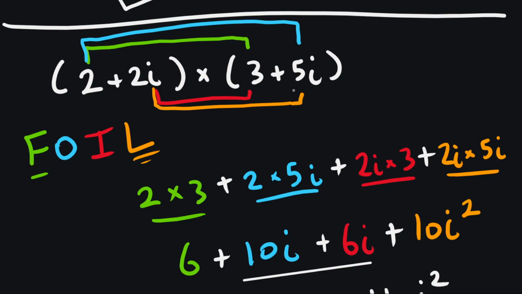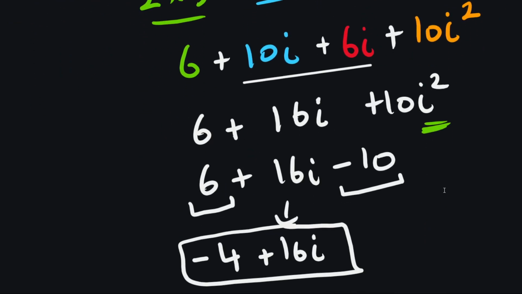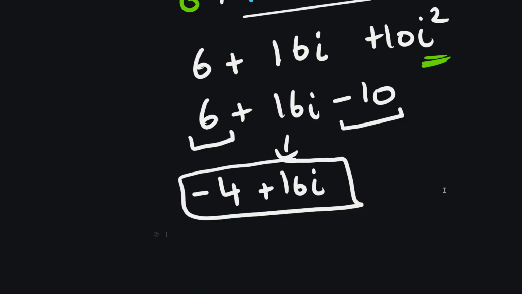So that's how you multiply complex numbers. It's very similar to multiplying polynomials using FOIL or the distributive property, distributing each term. And the one thing to keep in mind is that i squared equals negative 1. So whenever you're multiplying two imaginary numbers together, i times i, that gives you i squared, which is negative 1.